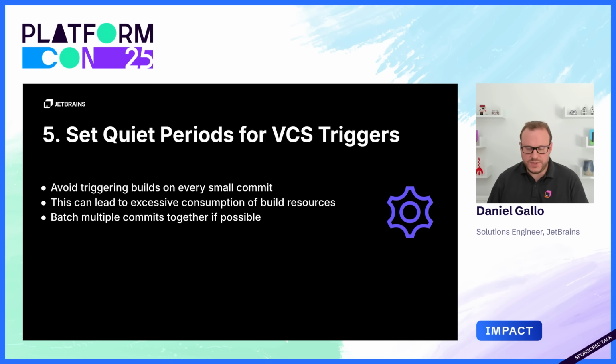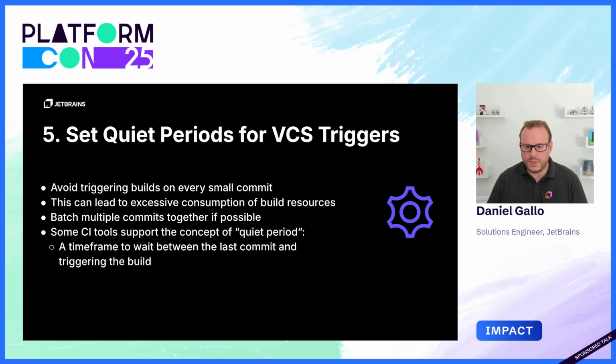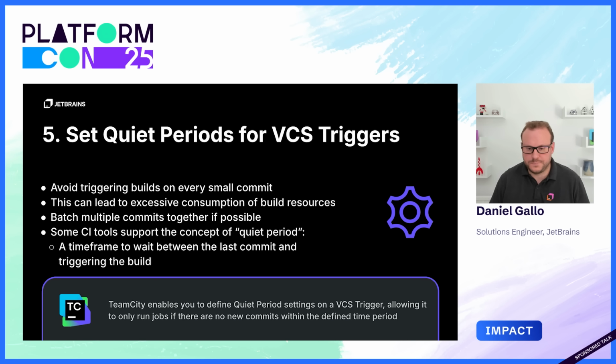If you do have a way to batch multiple commits together under a single build, that can really reduce your resource consumption and costs, especially if it's on a high spec agent and it's a long running build. Some CI solutions support the concept of a quiet period, which is a time frame to wait between the last commit and triggering the build. So if there are no commits over a certain time period, only then will the CI consider running a build.